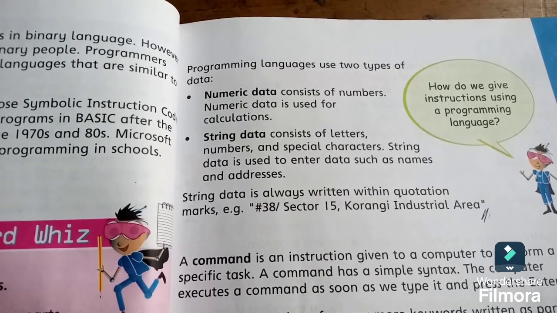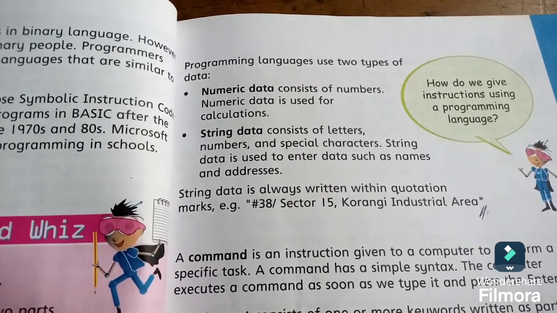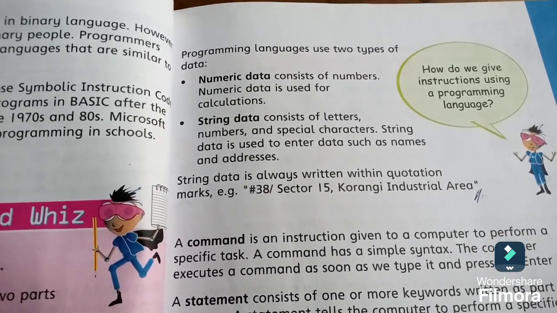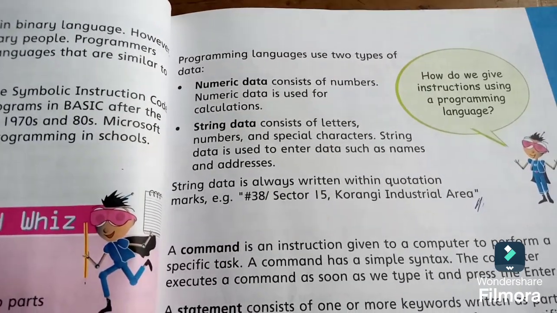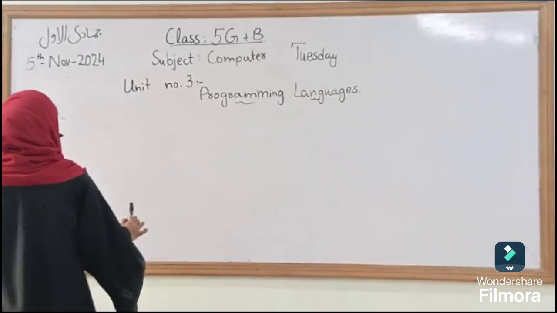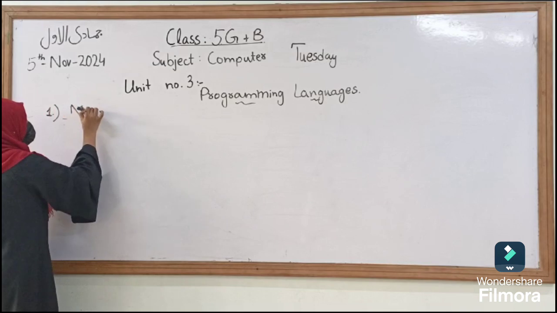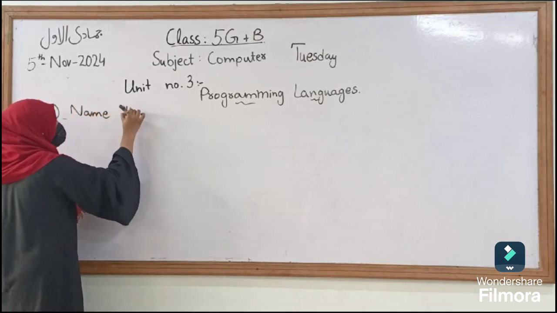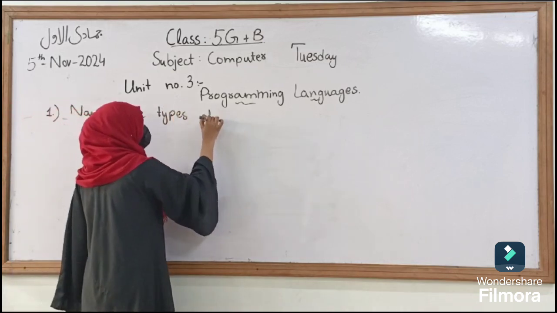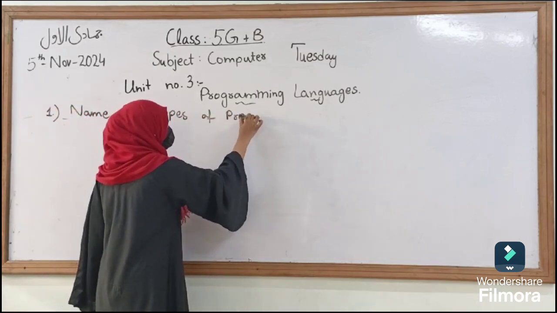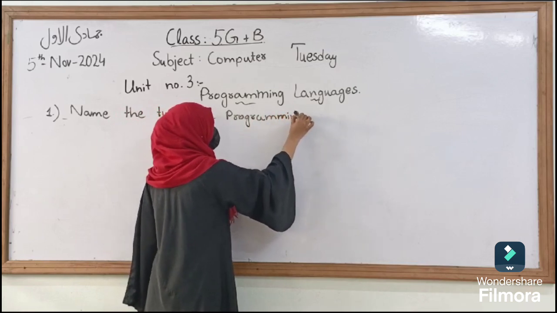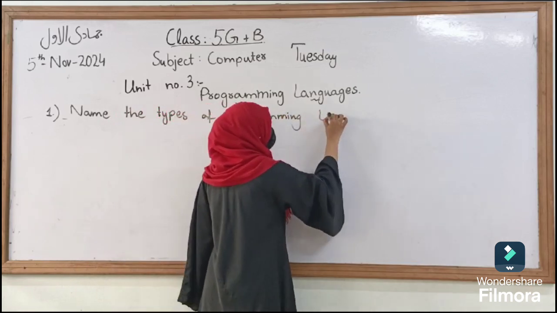String data, the next one, consists of letters, numbers and special characters. String data is used to enter data such as names and addresses. You want to write the questions, and you need to answer those questions. First would be: name the types of programming language.